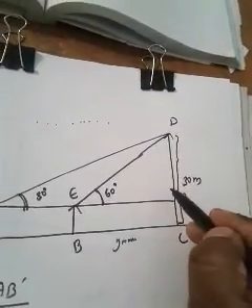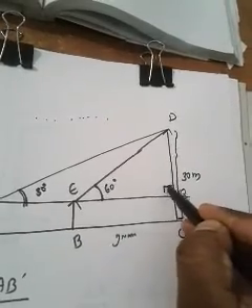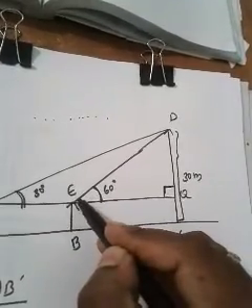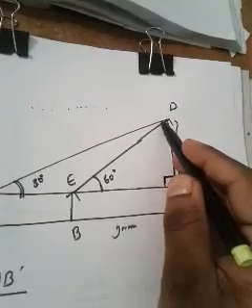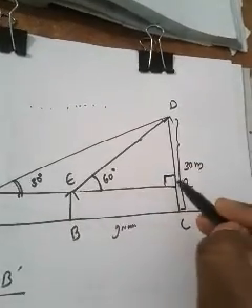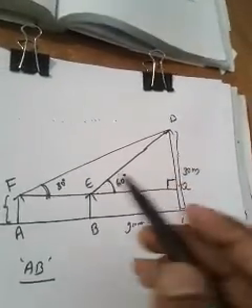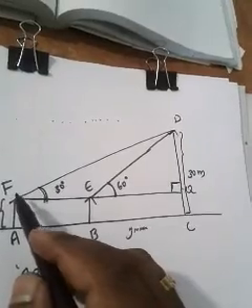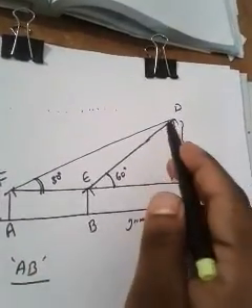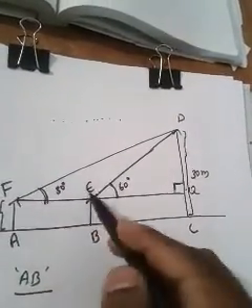EQD is the first right triangle. And the second right triangle is FED.